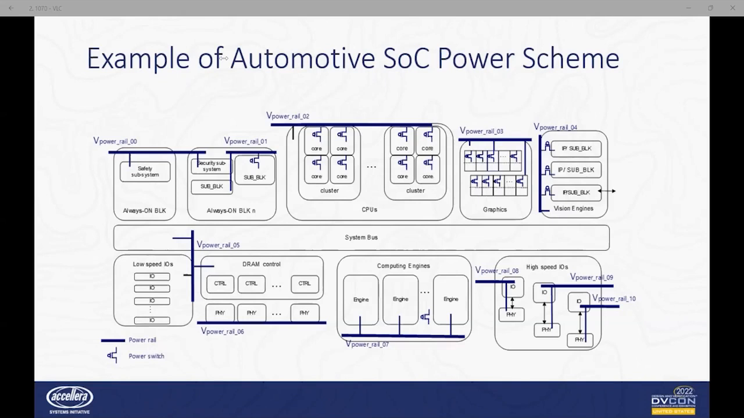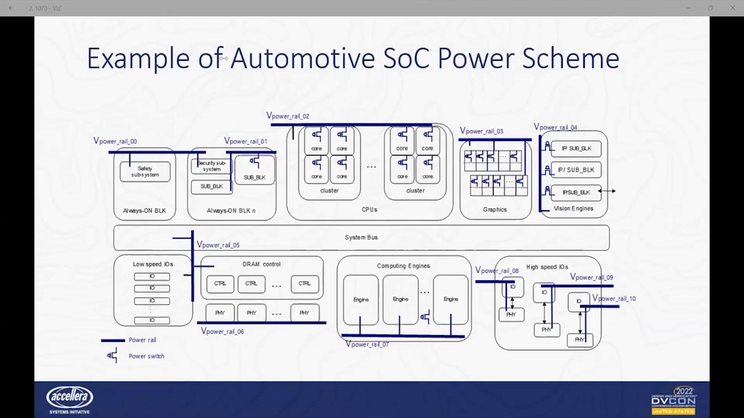Verification engineers should verify that low power features such as power supply shutoff, power gating, retention, isolation, and dynamic voltage frequency scaling are properly implemented using power-aware simulation.